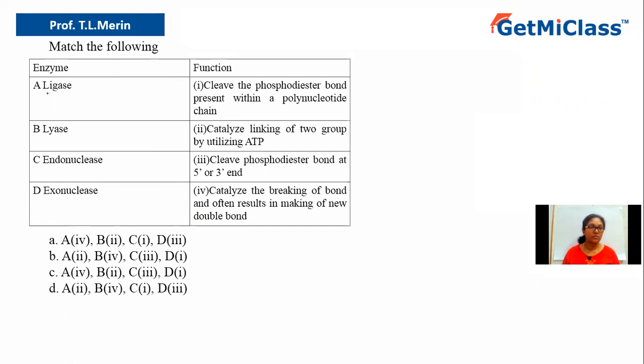So the first one, under enzyme, A is ligase, B is lyase, C is endonuclease, and D is exonuclease. And for function, they have given: the first one, cleave the phosphodiester bond present within the polynucleotide chain. Second, catalyze linking of two groups by utilizing ATP. Third, cleave phosphodiester bond at 5' to 3'. And fourth, catalyze the breaking of bond and often result in making a new double bond. So let us understand the question.